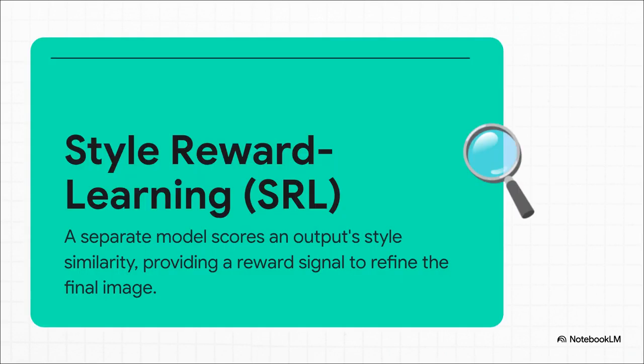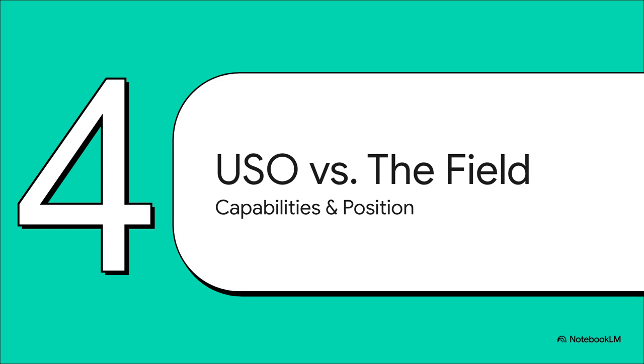And for that final bit of polish, USO uses something called Style Reward Learning, or SRL. Now, if you're familiar with RLHF, this is going to sound very similar. They basically use a separate reward model to score how stylistically similar the output is to the reference image. That score then gets fed back into the loss functions. You're not just minimizing a standard loss, you're also directly optimizing for the user's perceptual goal of great style fidelity. Okay, so that's the architecture under the hood.